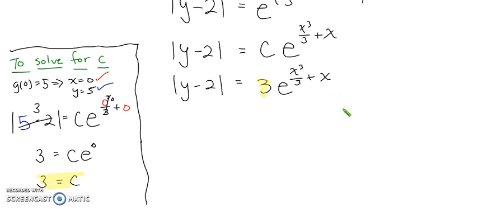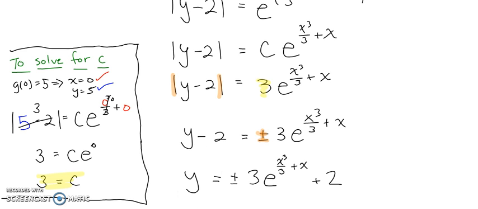Now I'm going to go ahead and solve for y. A quick reminder that to remove these absolute value bars, we just put plus or minus. So we have y minus 2 is equal to plus or minus 3 e to the x cubed over 3 plus x. We're almost done. I'm going to add 2 to both sides. So we have this. And we're still not quite done. We cannot leave the plus or minus there.